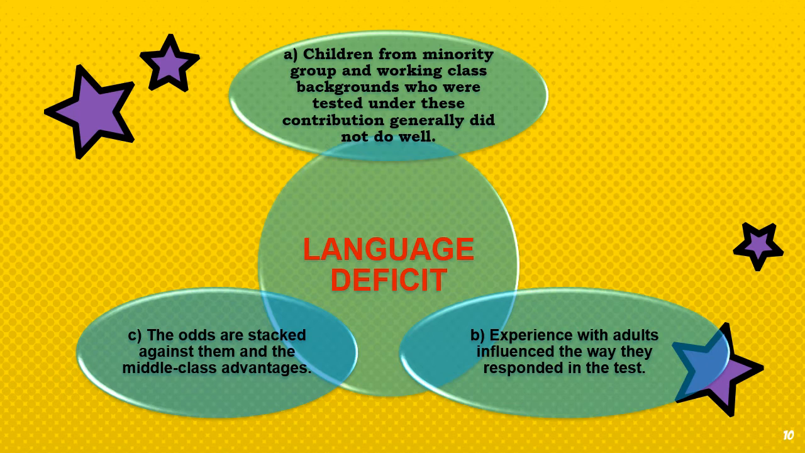Next, language deficit occurs because children are influenced by their experience, in the way they responded in the test. For instance, children from homes where adults don't read for entertainment and where reading is not a normal everyday activity tend to develop a different range of vocabulary. Apart from that, why do working class children fail in school? The answer is the last point: the odds are stacked against them and there is a middle class advantage.